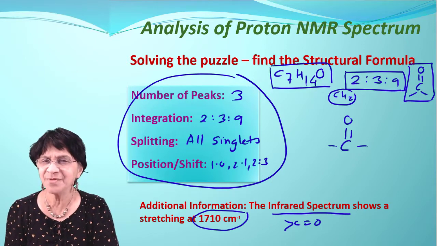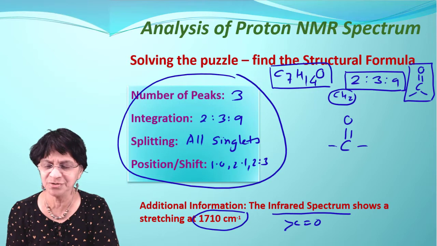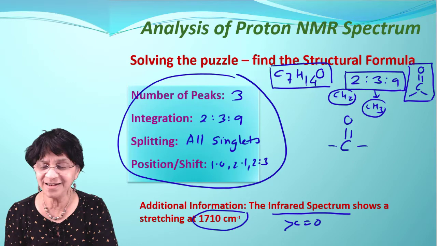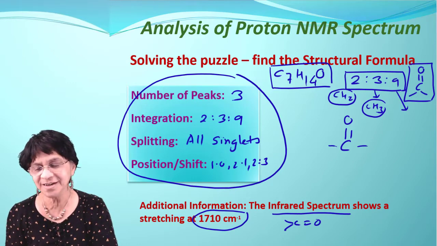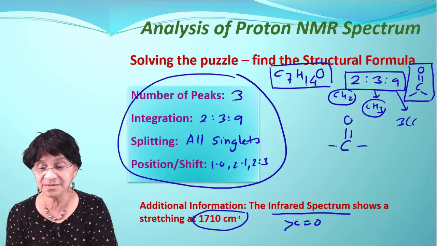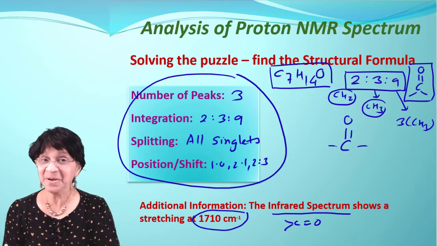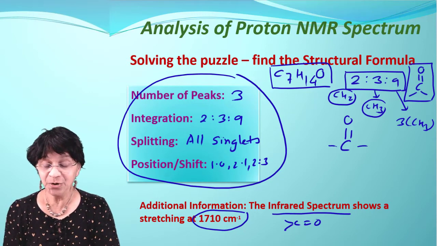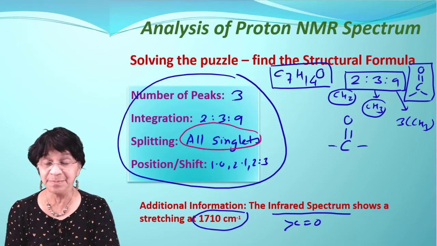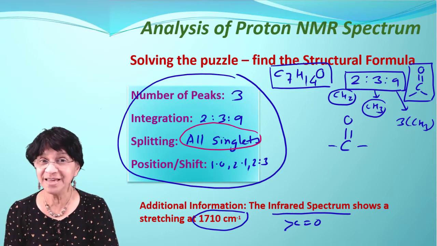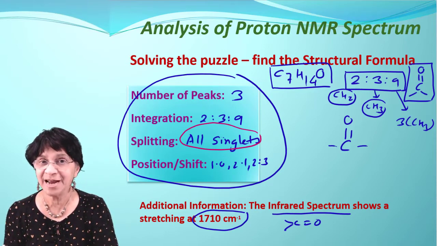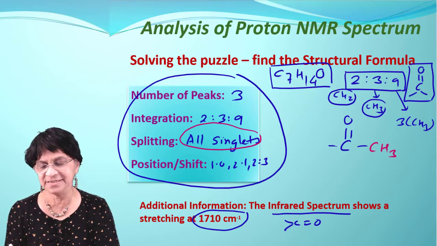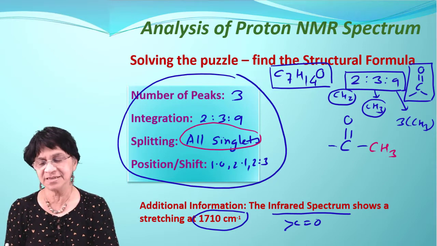So we probably have a CH2 group that matches with 2. With 3, probably we have a CH3 group somewhere. And then with 9 over here, we probably have 3 CH3 groups. And now we are going to put these around this carbonyl group. Look carefully, we got all singlets. Keep in mind, we should not be having any neighboring carbon with hydrogen atoms there. So I'm going to just put over here directly CH3. That will tell me that this will be a singlet.